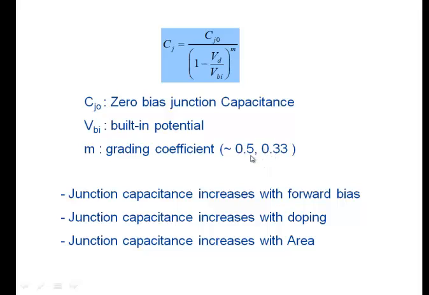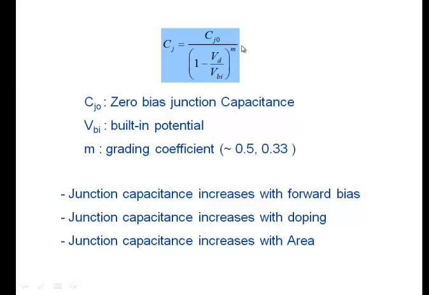So if you're interested in a particular diode, say 1N4007, what you do is you go to the manufacturer site, and they will give you the data sheet. In the data sheet, you can get these values for that particular diode. You can get the zero bias capacitance, the built-in voltage, and the grading coefficient. So depending on which diode you're using, Cj0, Vbi, and M are known to you.